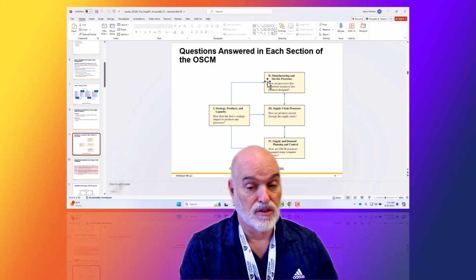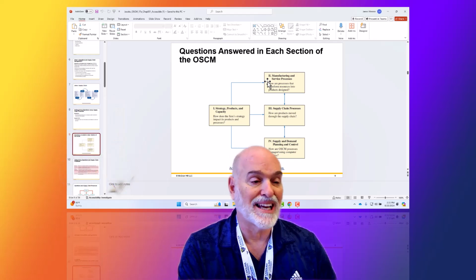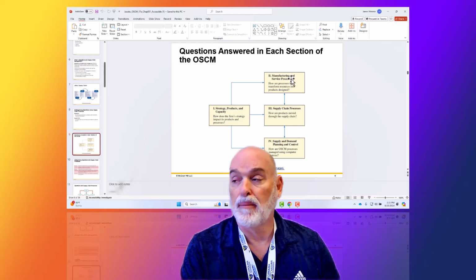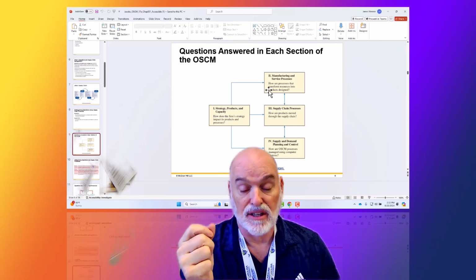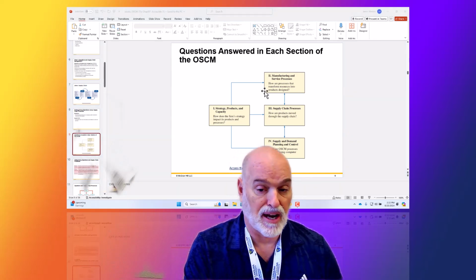By the way, does everyone know the difference between manufacturing and service? Well, we'll get into that more specifically later on. But in any case, those are two pieces of operations. How are the processes that transform resources into products designed? And that varies by company and by product.